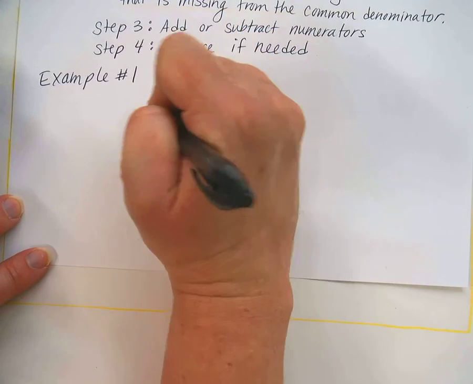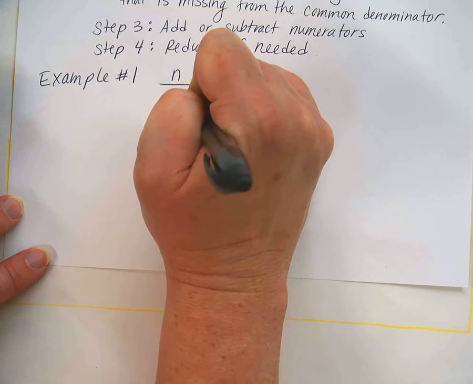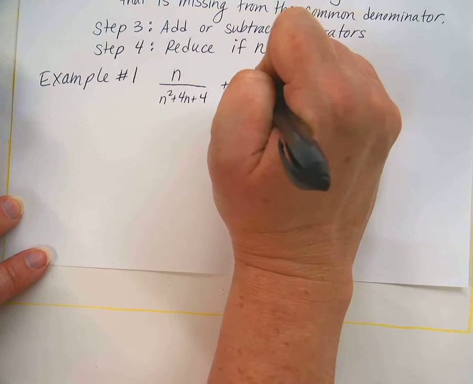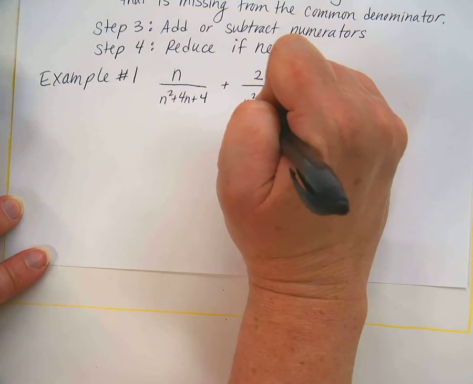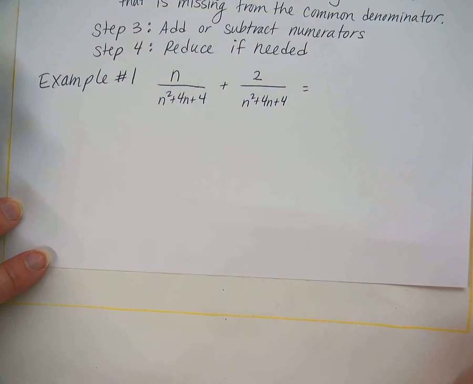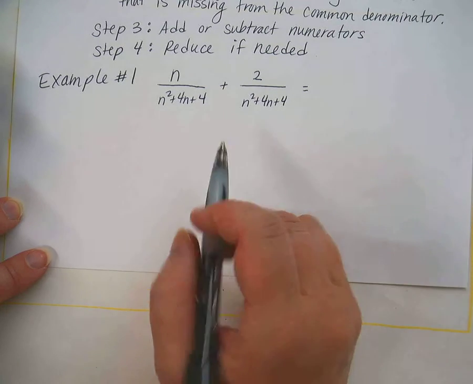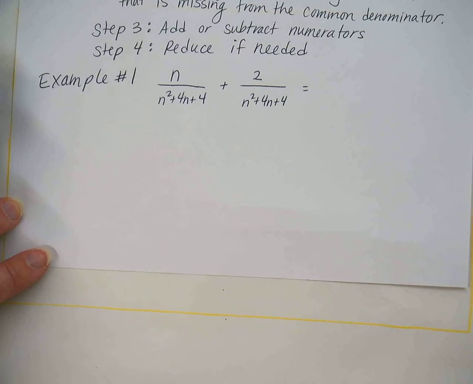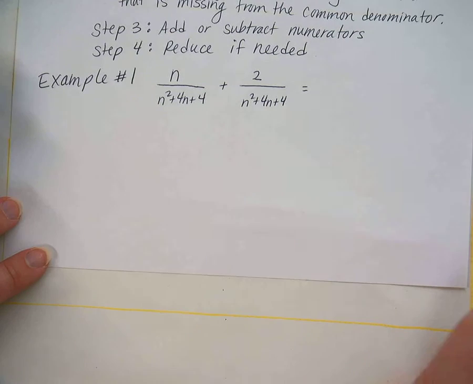Let's add n over n squared plus 4n plus 4 plus 2 over n squared plus 4n plus 4. Okay, step 1. Identify the common denominator. And frequently you have to factor to be able to do that. But in this case, what do you notice? They are already the same. So we identified it. There it is. Now we multiply by whatever's missing. Anything missing? Nope, because it's already common.